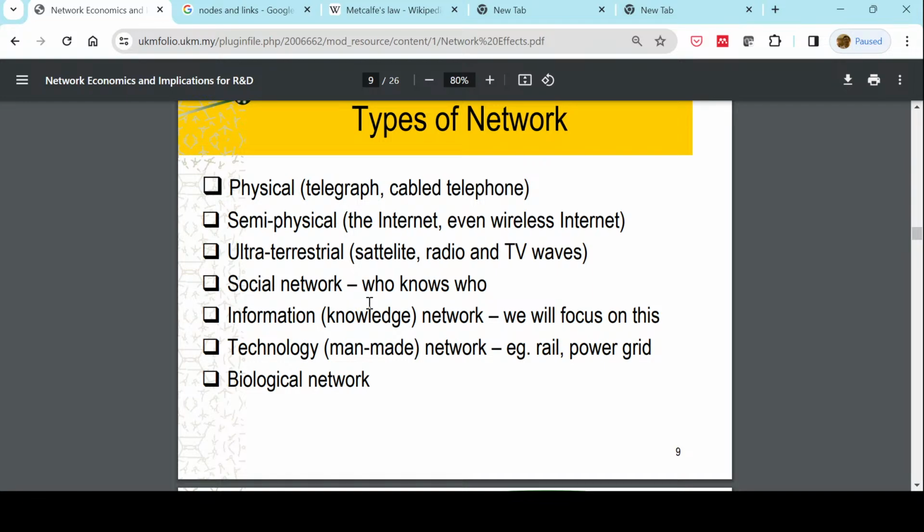There's another type, technology man-made network. For example, rail. The power grid for electricity supply is also technology man-made. For rail, there's an issue of compatibility coming up in our topic here, which has been solved.